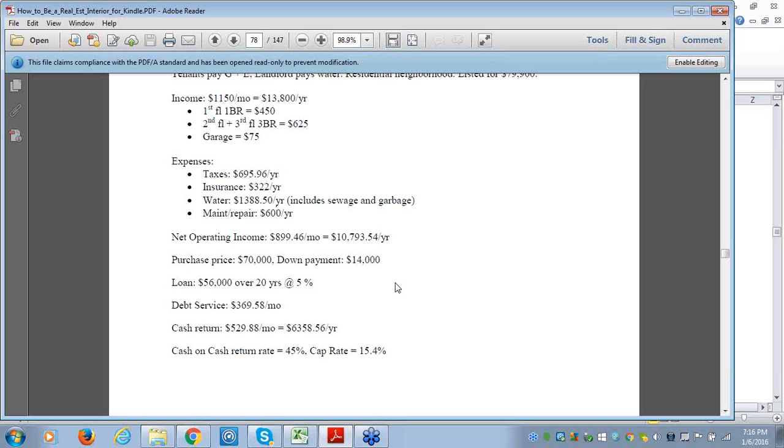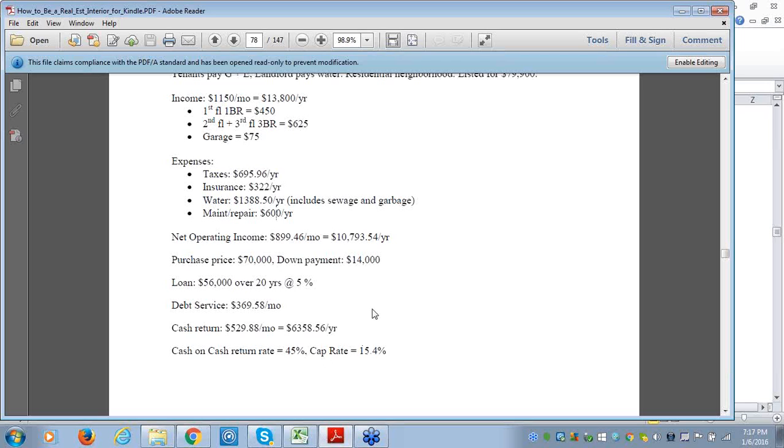So how you calculate cap rate is this. You take your net operating income for the year, and I want everybody right now to get out a piece of paper and pen or pencil, or use your phone if you want, or a calculator. What you want to do is divide $10,793.54 into $70,000. That's your cost basis. That's what you're purchasing the property for. Okay, so $10,793.54 and the $70,000 gives you a cap rate of 15.4%. That's how you calculate a cap rate: NOI, net operating income, divided into purchase price or cost basis.